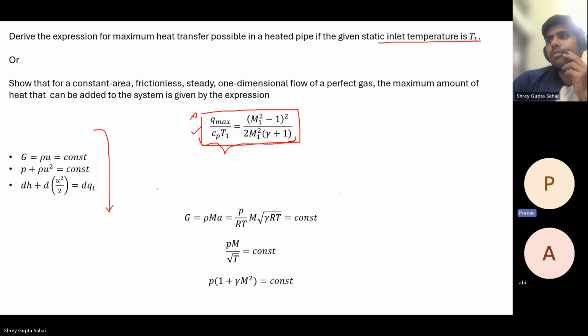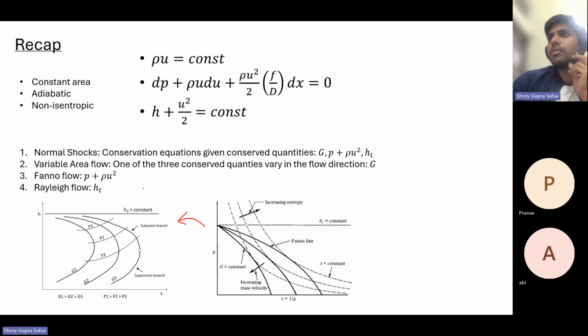Yeah, please see. So the way we started was, I'll go one slide back. Something you could notice about the four one-dimensional flows we had been studying, the first one being the normal shock: we get three conservation equations, and they give you three conserved quantities. So you have mass velocity or rho u, then P plus rho u square, and total enthalpy, which remain conserved in the entirety of the flow.